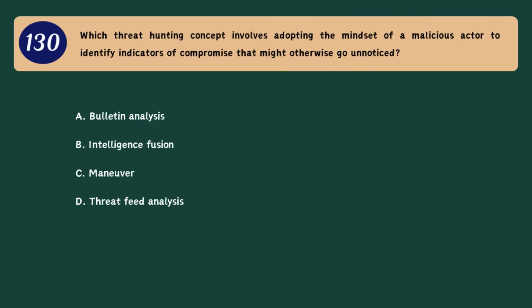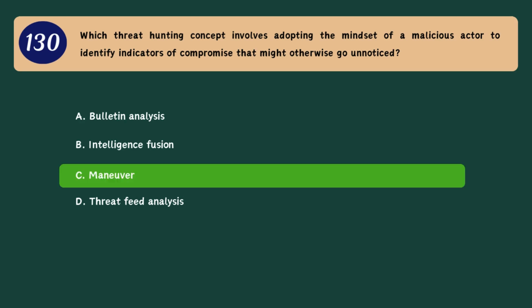Question 130. Which threat hunting concept involves adopting the mindset of a malicious actor to identify indicators of compromise that might otherwise go unnoticed? A. Bulletin analysis. B. Intelligence fusion. C. Maneuver. D. Threat feed analysis. Correct answer. C. Maneuver.